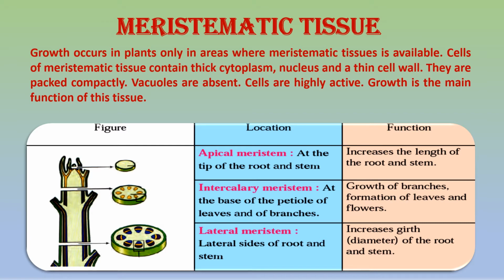The third type of meristem is lateral meristem, which is present on the lateral sides of the root and the stem. Now the function of this meristem is to increase the girth or increase the width or the diameter of the root and the stem.